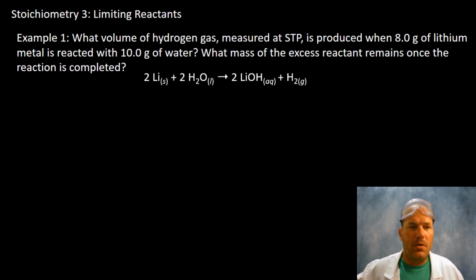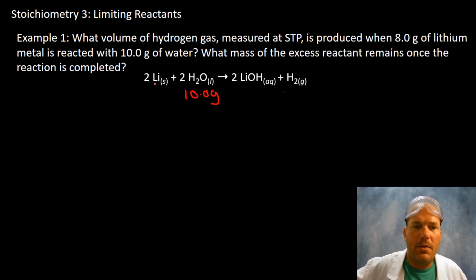Let's lay it out here. So 10 grams of water. Where are we at? 10.0 grams of water are produced when 8 grams.